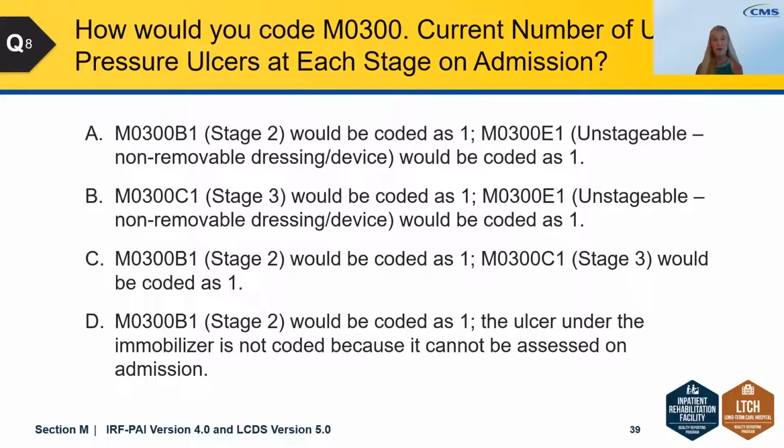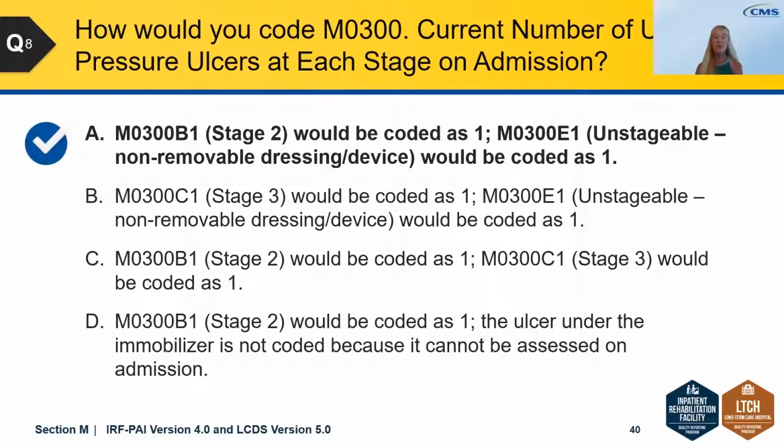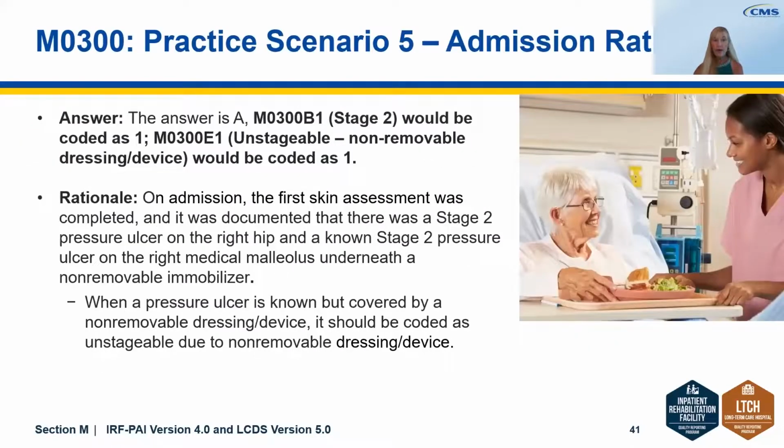All right, let's see how everybody scored this item. Hopefully you all picked A. 58% of you did select A. It is the correct response. MO300B1, stage 2, would be coded as a 1, and MO300E1, unstageable due to non-removable dressing or device, would be coded as 1. And the rationale for that is that when the first skin assessment was completed, it was documented that there was a stage 2 pressure ulcer on the right hip and a known stage 2 pressure ulcer on the right medial malleolus underneath the non-removable immobilizer.